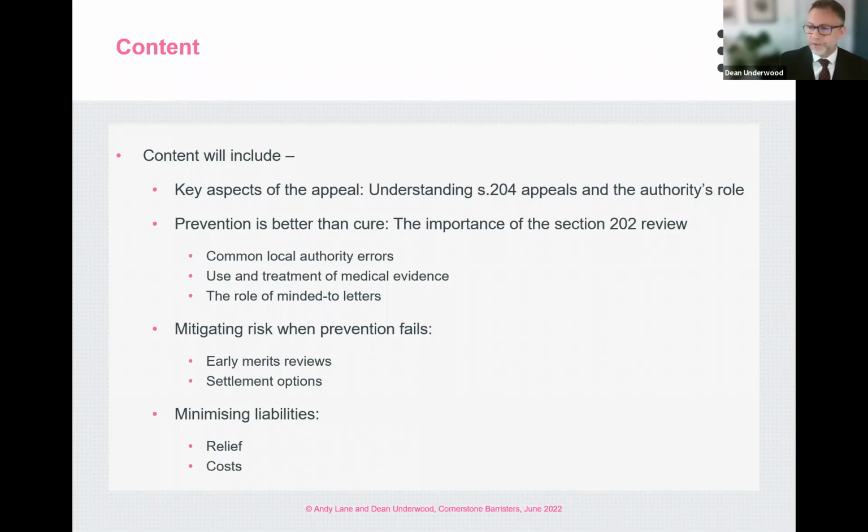Andy will then take a look at mitigating risk when the prevention fails, taking a look at early merits reviews and settlement options once the Section 204 appeal is in play. I will then cover how to keep the court happy with some brief practical tips before Andy finishes up by looking at how to minimise financial liabilities, the question of relief in an appeal, and costs.